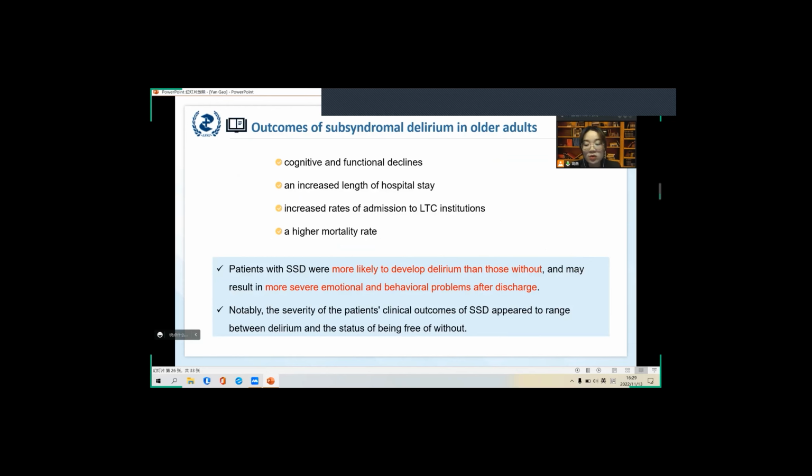Nine studies reported information about outcomes of subsyndromal delirium, associated with cognitive and functional decline, increased length of hospital stay, increased rates of admission to long-term care institutions, and higher mortality rates. Patients with subsyndromal delirium were more likely to develop delirium and had more severe emotional and behavioral problems after discharge. The severity of the patient's clinical outcomes of subsyndromal delirium appeared to range between delirium and being free of delirium.